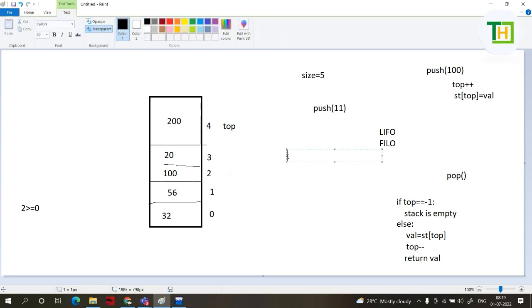That means if top is at size minus 1, that indicates the stack is full, or overflow. We cannot insert the data at this position. We can tell that yes, the stack is going to be full. If the stack is not full, I have to do these two steps: increment the top, and stack of top is equal to value. That's it.